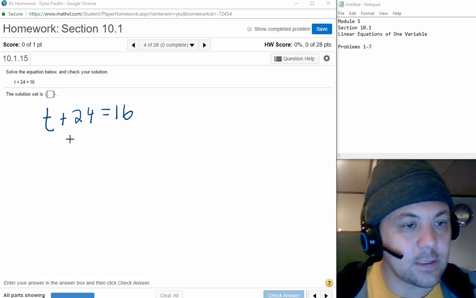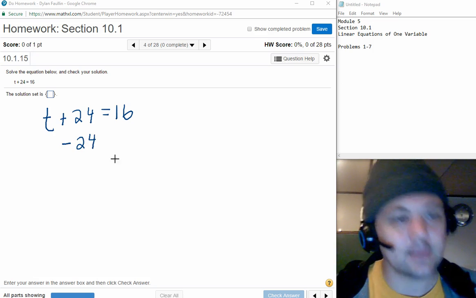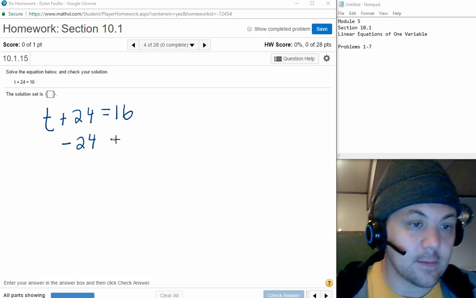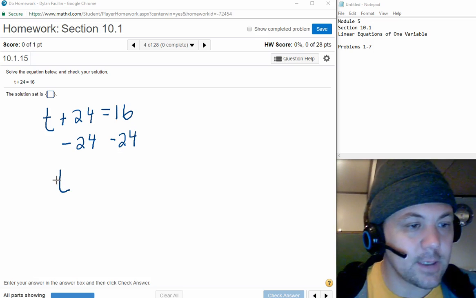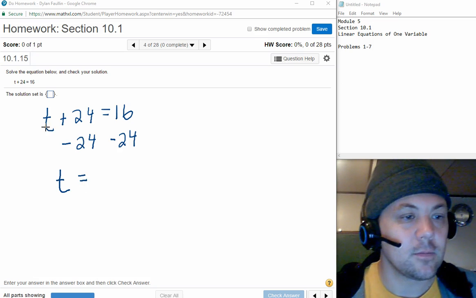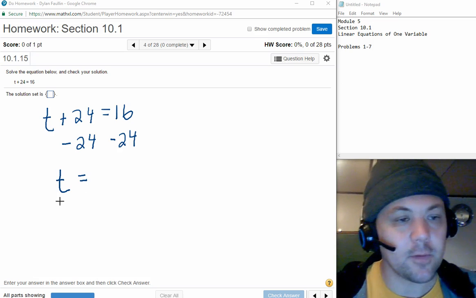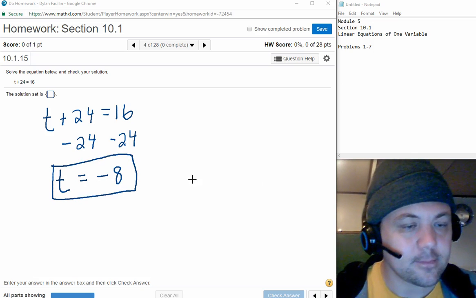To do that, we need to cancel out the plus 24 by subtracting 24. If we do that to the left-hand side, we have to do the same thing to the right-hand side. Otherwise, the answer we get won't be the right answer. All right. So we'll be left with t by itself over here on the left-hand side. On the right-hand side, 16 minus 24 gives me negative 8. So be careful with those negative signs.